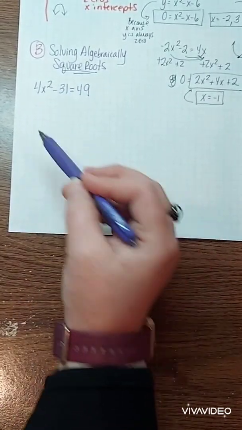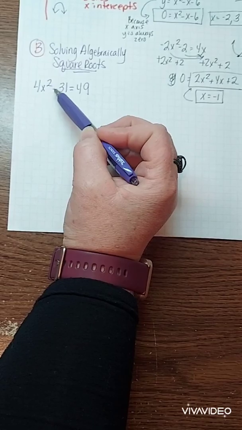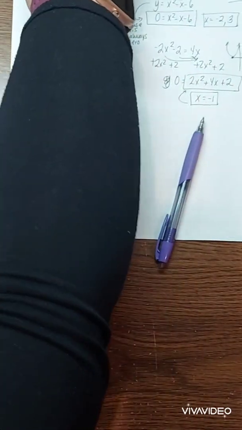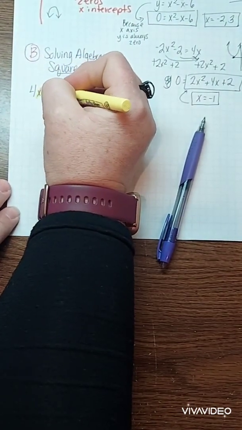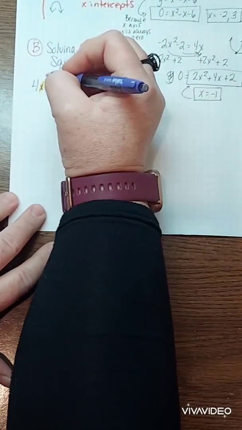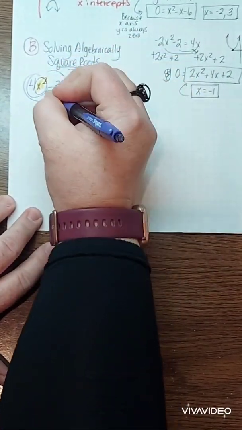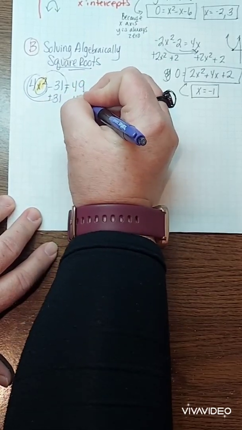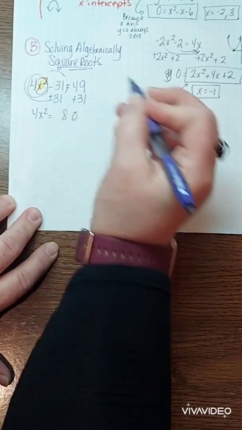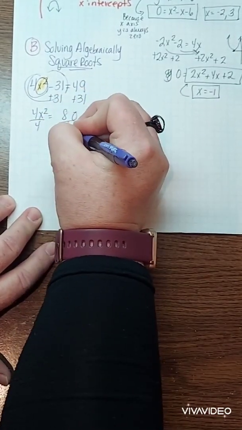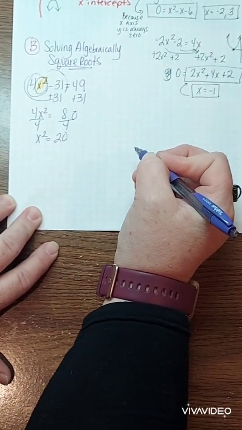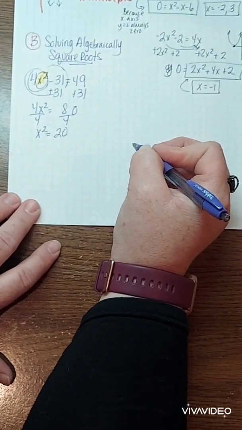If there's a square and there's no other x involved, so notice that doesn't look like this. There's no other x. In fact, if I wanted to highlight this x, I would only highlight it in one spot. Let's solve for x, okay? So let's get rid of 31 first. So 4x squared equals 80. Divide by 4. X squared is equal to, is that 20? Okay.